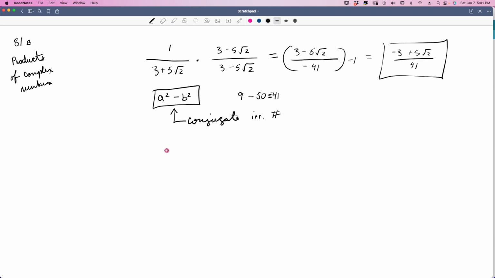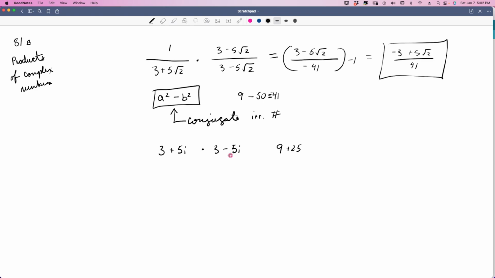Can we apply that to complex numbers? We can. When we have a complex number, let's say we have 3 plus 5i instead of the square root of 2, when we conjugate it, we would be multiplying that times 3 minus 5i. So what we'd end up with would be the square of 3, so that would be 9. And then positive 5 times negative 5, that would be a negative 25. But then we'd have i times i, so that would go from a negative to a positive. So it would be a positive 25.